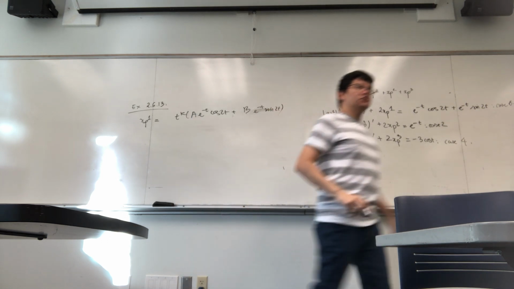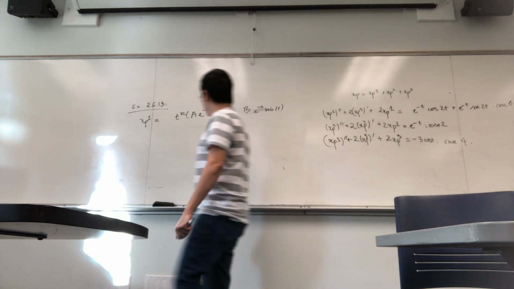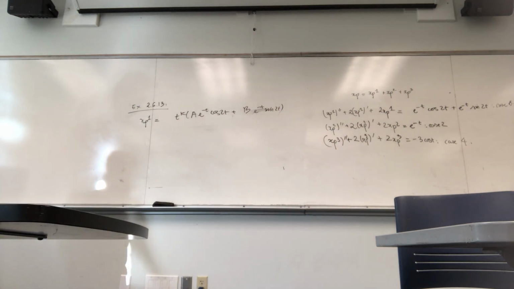Right? So to find the xp1, we use the table, and the table gives you t to the k, a e to the power minus t cosine 2t plus b times e to the power minus t sine 2t. Right, so what is the value of k in this case? K is the multiplicity of what?